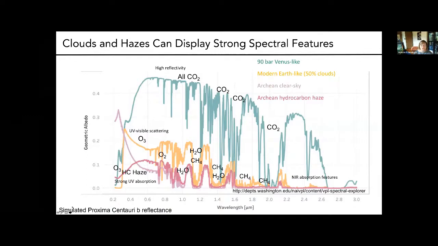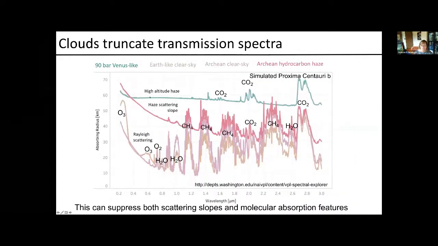In transmission, clouds, as I'm sure we all know, pretty much will truncate your signal when you look at terrestrial planets in transmission. And this is something we do have to worry about, again, for exoplanets as we look through that. So I just wanted to point that out. For high altitude haze, like you would see on Venus, you get a very high truncation of the absorbing radius. And so you essentially cut off the depth of your absorption bands or your molecular features in that case.